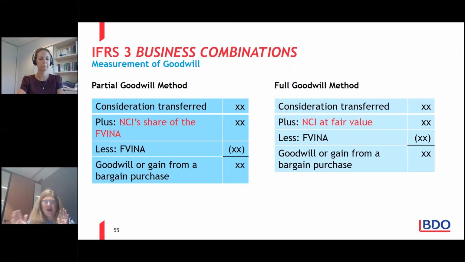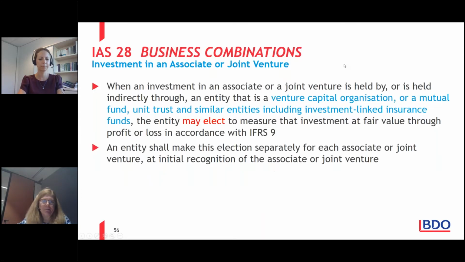Now you can see the only difference between the two calculations of goodwill is the measurement of NCI. And that flows through to your measurement of goodwill. And again, it's a choice on a business combination by business combination basis.